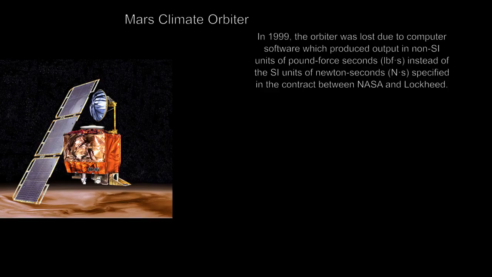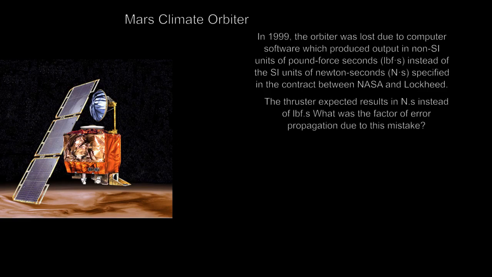A similar incident also happened with the Mars Climate Orbiter. In 1999, the orbiter was lost due to a software issue because one of the pieces of software produced output in foot-pound seconds, but the other piece of software of the orbiter expected the output in Newton seconds. So Newton seconds is a unit of impulse. When you have to correct the trajectory of a satellite, you have to use various thrusters, and this is how you measure. So Lockheed Martin was supplying everything in foot-pound seconds, whereas NASA expected everything in Newton seconds.